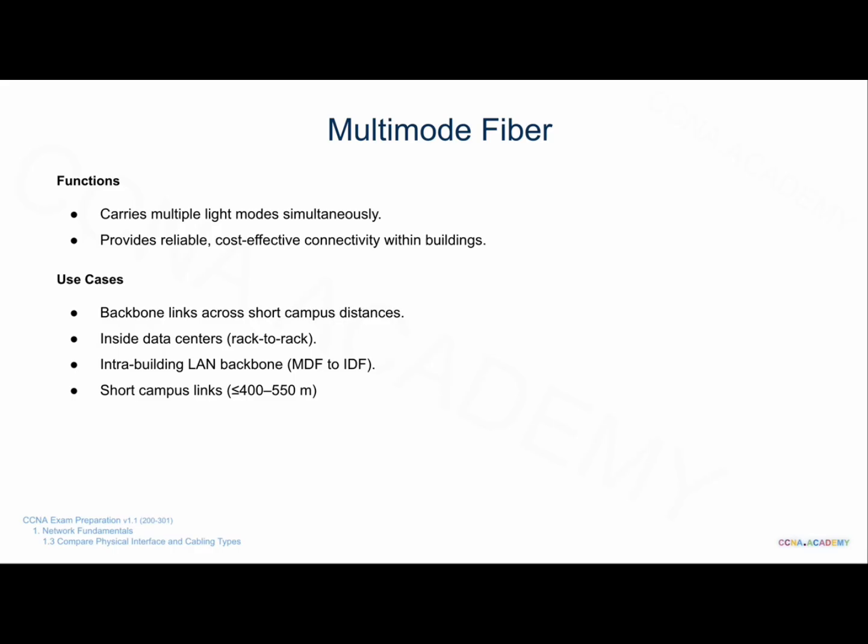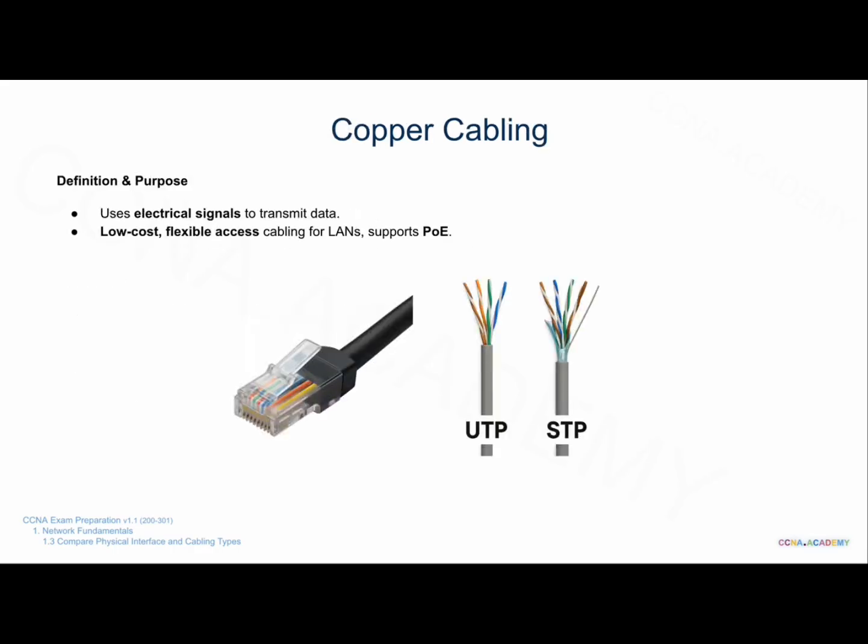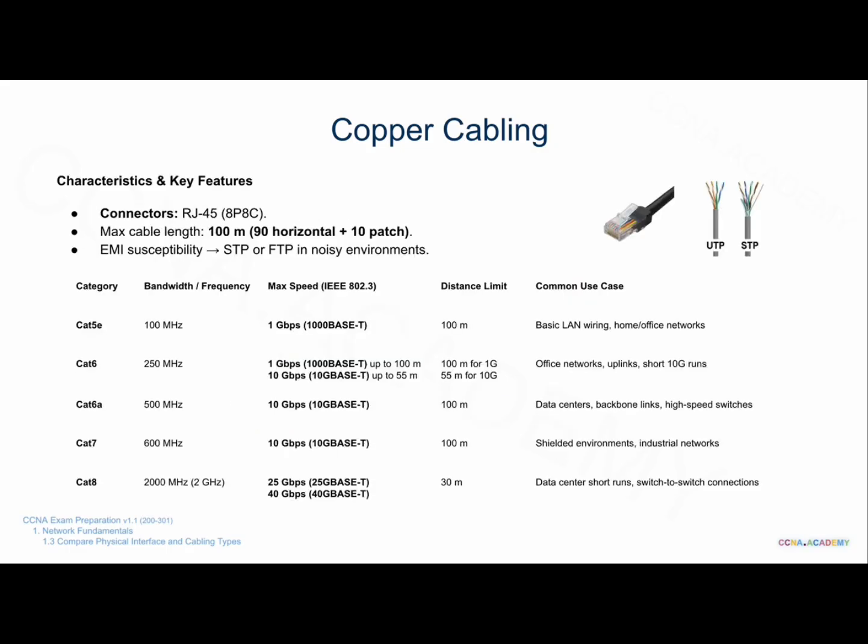It's widely used in local area networks, inside buildings, and in data centers, especially for backbone links that don't require very long distances. Copper cabling transmits data using electrical signals over twisted pair or coaxial cables. Its purpose is to deliver cost-effective and flexible connectivity for local area networks and access networks. Copper cabling includes unshielded twisted pair, shielded twisted pair, and coaxial designs.